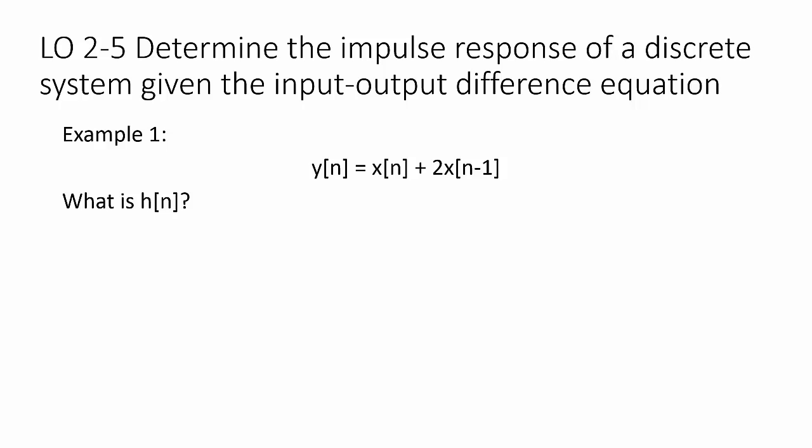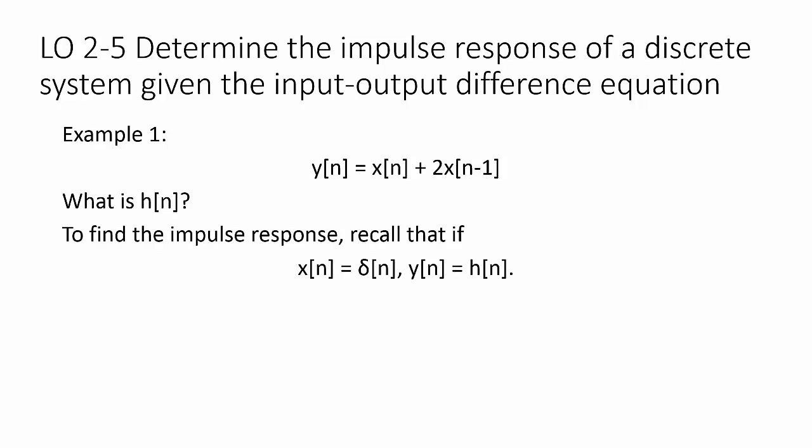So let's take this first example and determine what the impulse response is. Recall that we're going to set the input to an impulse so that the output will be the impulse response. For this problem, that just means making some substitutions. We said that y was h and x was delta. Therefore, 2x of n minus 1 will be 2 delta of n minus 1. We're done. We know what h of n is in terms of other functions whose values we know.